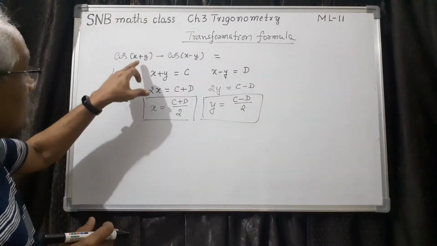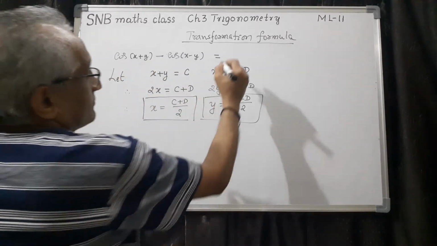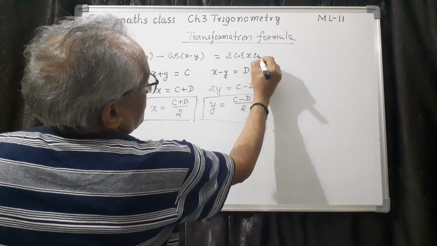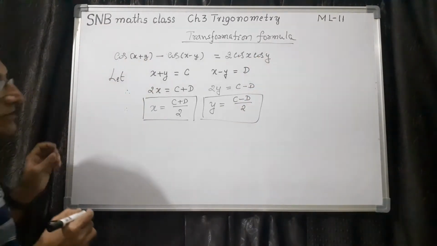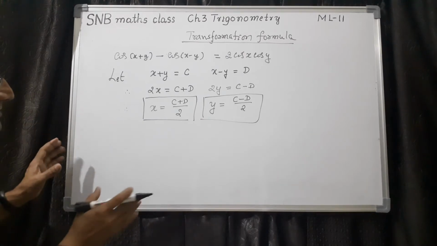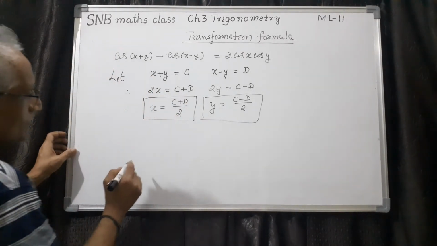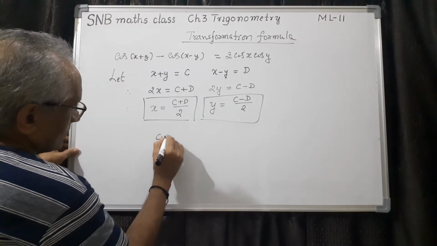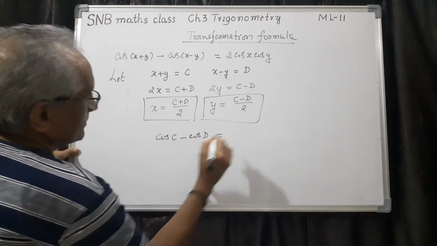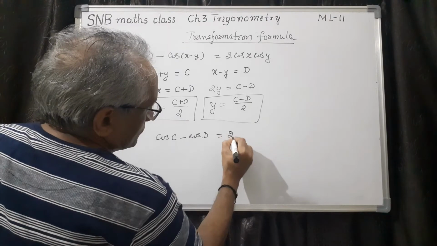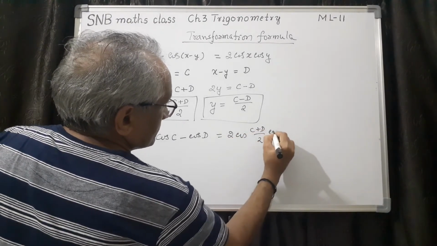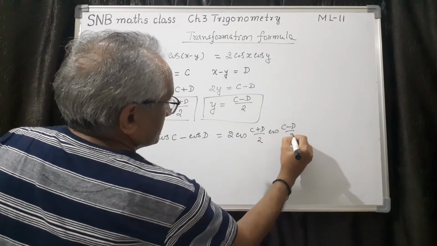So what is cos x plus y minus cos x minus y? It is 2 cos x and cos y. In the previous set we have proved this one. Now what you have to do is substitute the same thing here. So what happens is cos c minus cos d, this will be equal to 2 cos c plus d by 2 cos c minus d by 2.